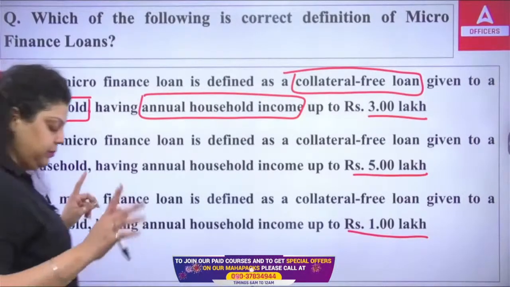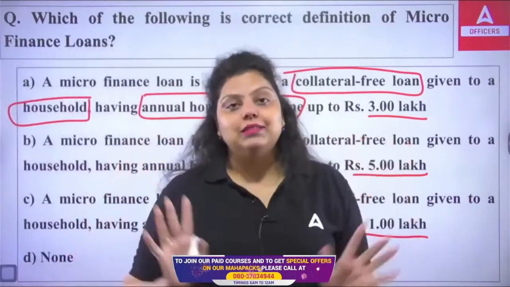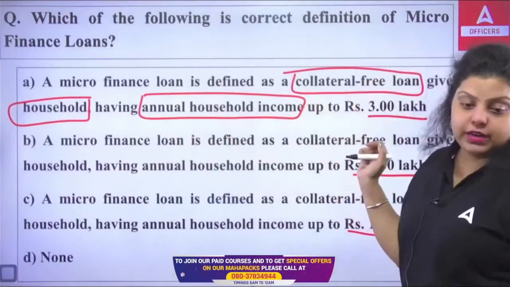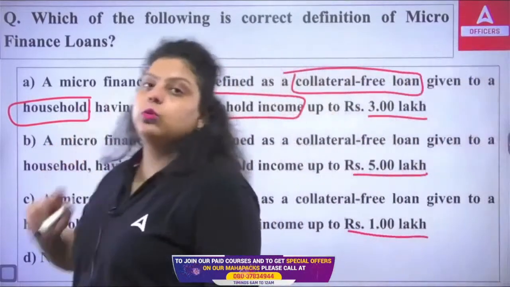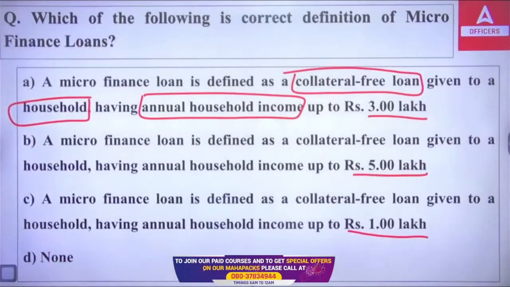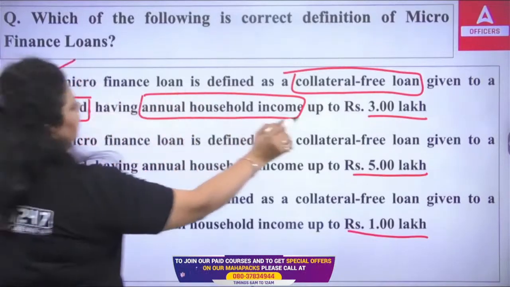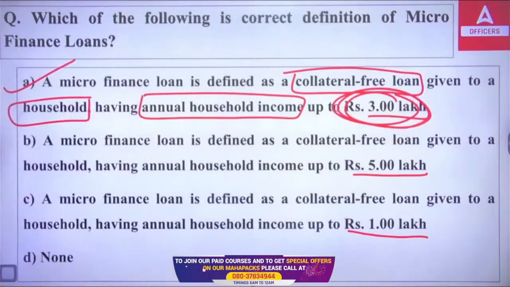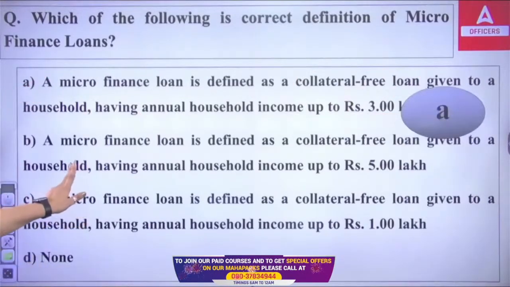So two things are covered and they are correct: it will be provided as a collateral-free loan. It means no security, no collateral is required here. And the second is also correct: it will be provided to the household. But at what annual household income will it be provided? A, B, C or D? So the right answer here will be the A option. Up to 3 lakh annual household income. Then the microfinance loan will be provided to them. Okay, so the right answer is the A option.